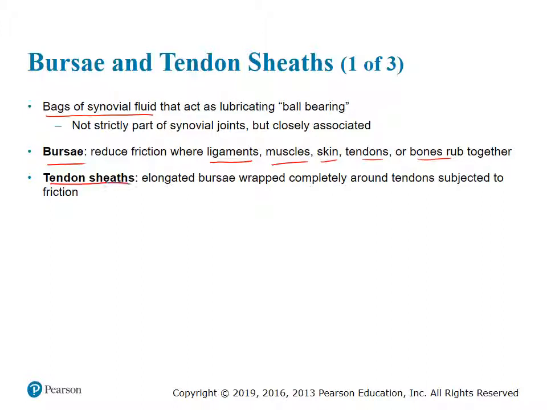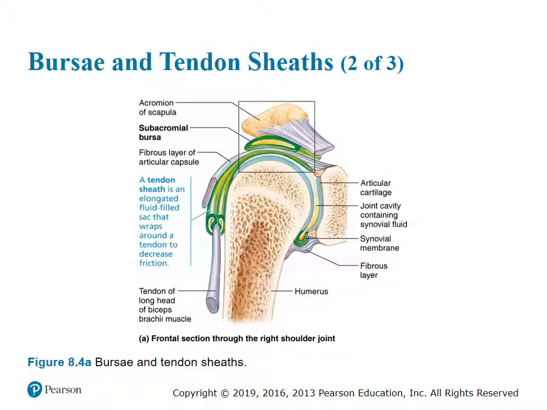And the tendon sheaths are types of bursae that kind of wrap around a tendon. That's why we call them tendon sheaths. They should have been called tendon bursae because that's kind of what they are. Little bursae that surround a tendon. I showed you here, this tendon right here goes all the way up to inside of here.